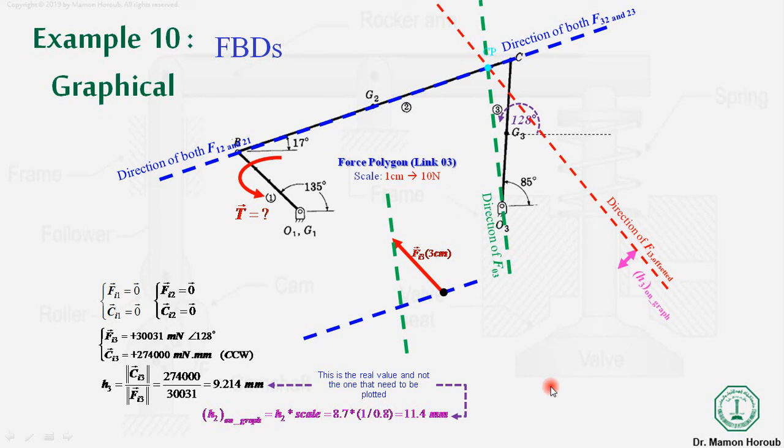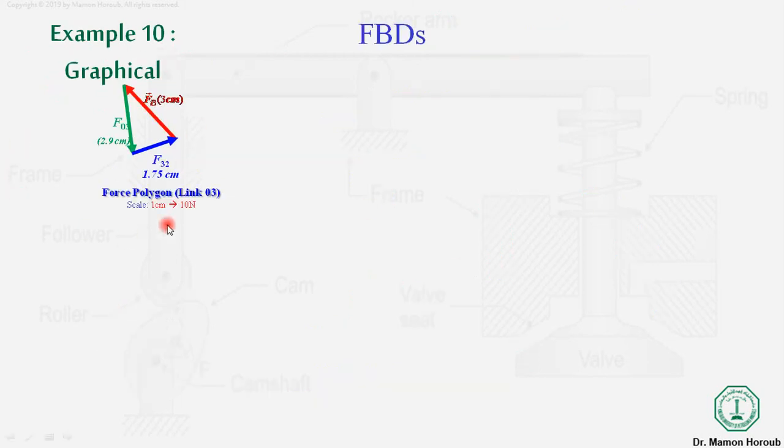So once we know F32 from here, F32 has the same magnitude as F23. We know F23, so F32 and F23 both will have the same magnitude. Next, this is actually the force polygon that comes from link 3. Once we know the magnitude of all of the force components, F32 is 17.5, this is 2.9, and this is 3 centimeters.